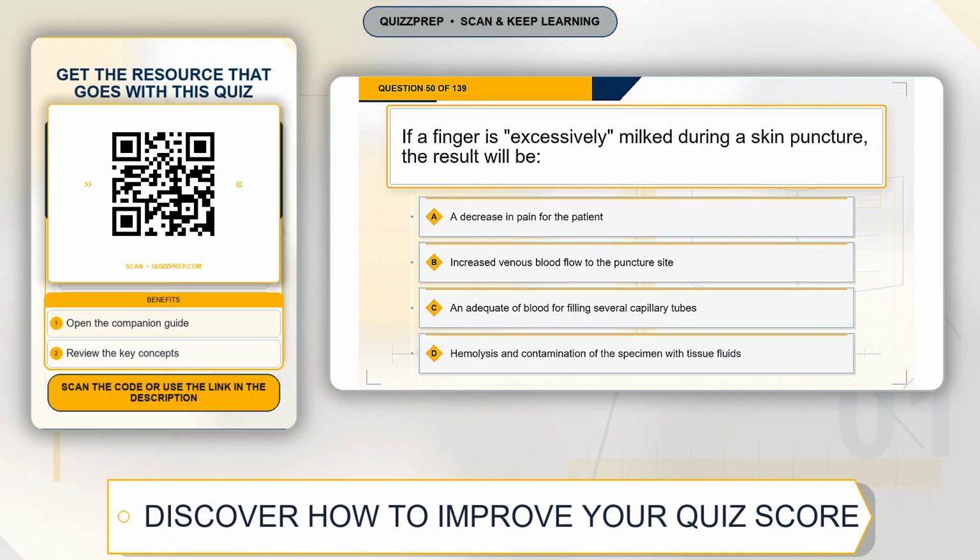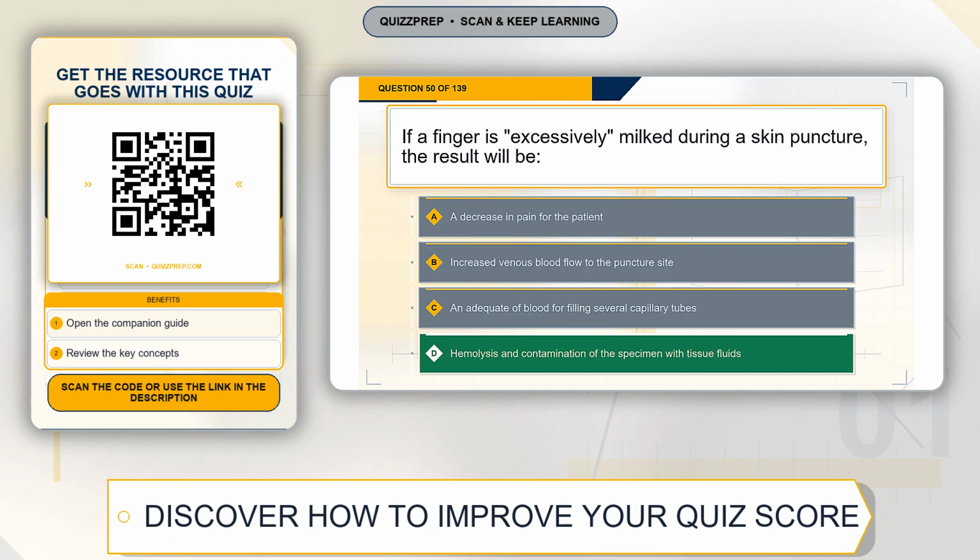This is a documentation convention from the source and should be matched to the policy or equipment standard used in the course. Question 50. If a finger is excessively milked during a skin puncture, the result will be: Option A, a decrease in pain for the patient. Option B, increased venous blood flow to the puncture site. Option C, an adequate amount of blood for filling several capillary tubes. Option D, hemolysis and contamination of the specimen with tissue fluids.